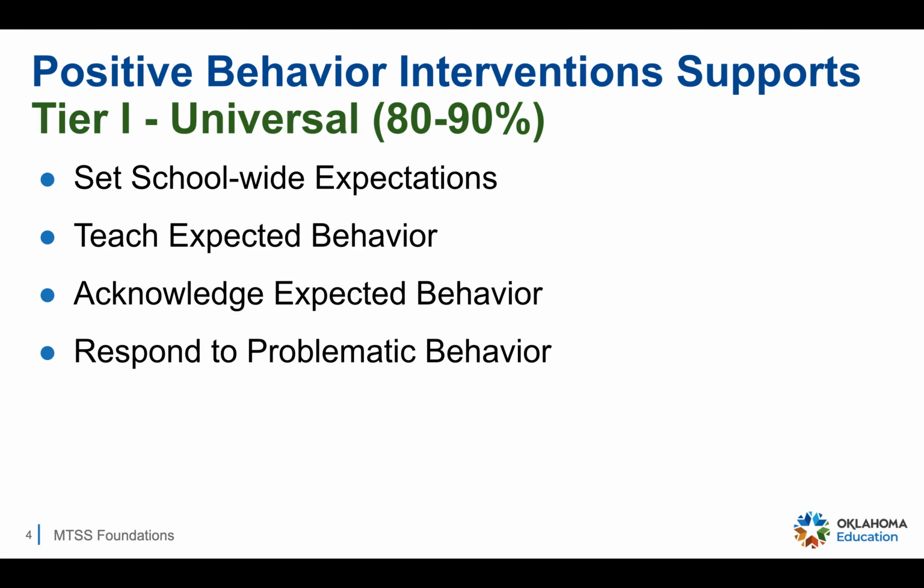So at the Tier 1 or universal level, you are providing school-wide expectations, teaching that expected behavior, acknowledging expected behavior, and handling problematic behavior for 100% of your student population. About 80 to 90% of your student population will be successful at Tier 1, and 10 to 15% will need Tier 2 supports to help them be successful, along with their Tier 1 supports.